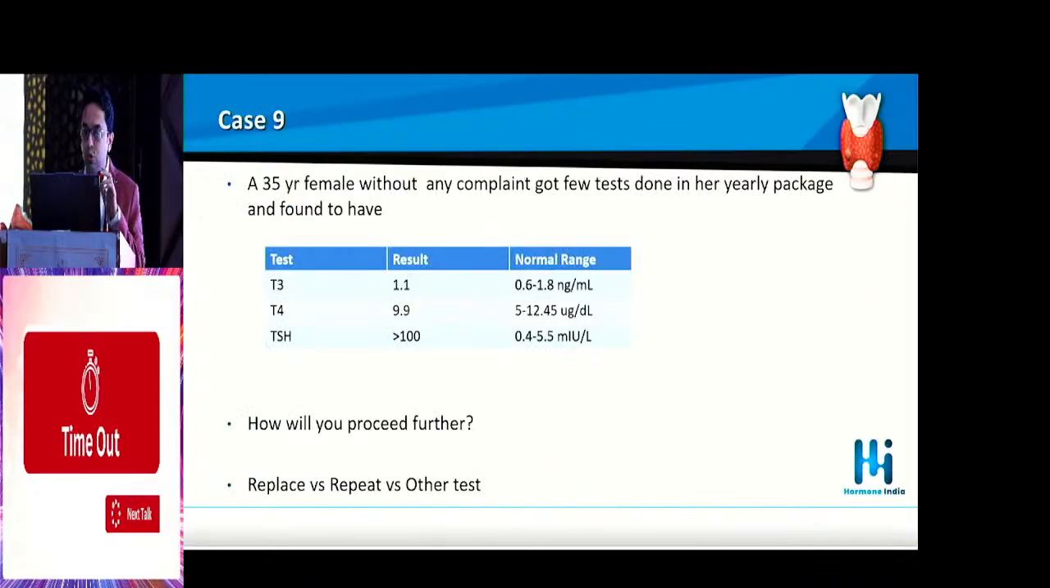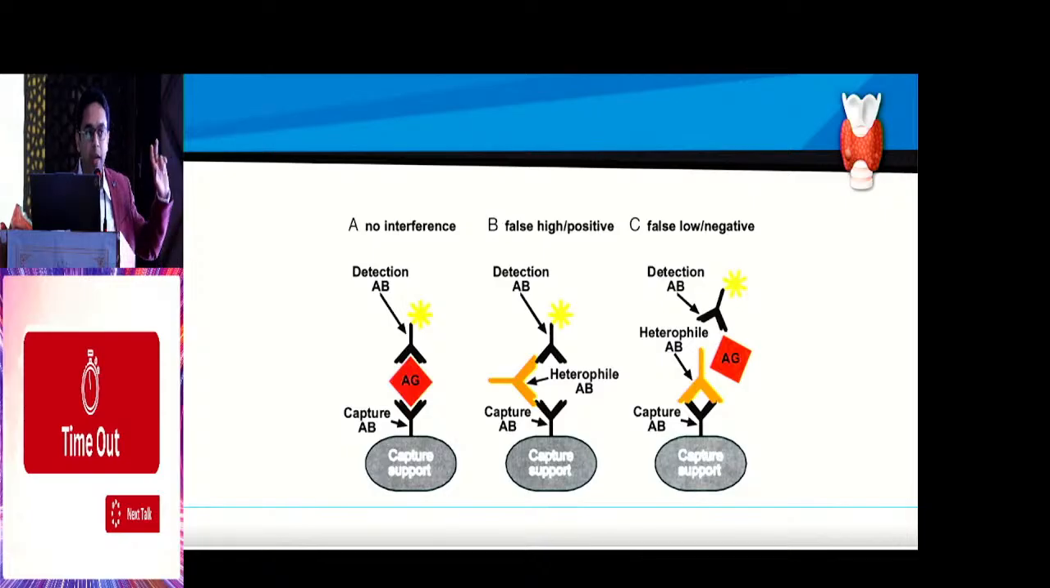And last 2 cases. A 35-year-old without any complaint, got a few tests, and T3 is normal, T4 is normal, TSH is above 100. So clearly, I'll quickly answer this. This is an assay interference because of heterophile antibody.